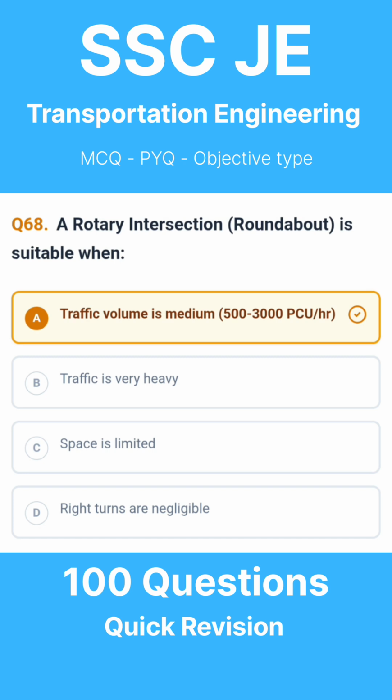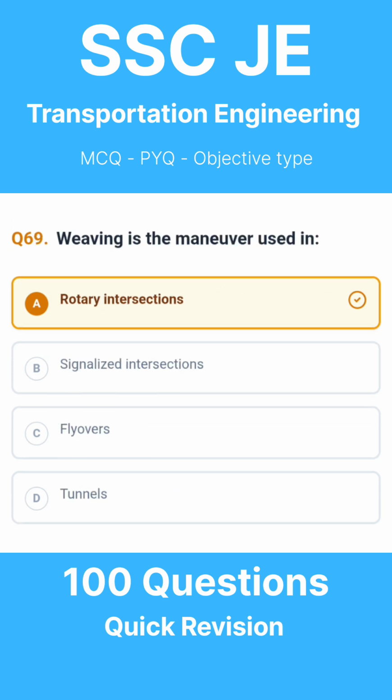Question 68. A rotary intersection (roundabout) is suitable when. The correct answer is traffic volume is medium, 500 to 3,000 PCU per hour. Question 69. Weaving is the maneuver used in. The correct answer is rotary intersections.